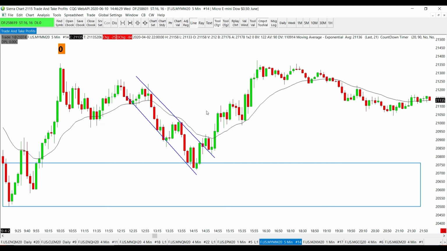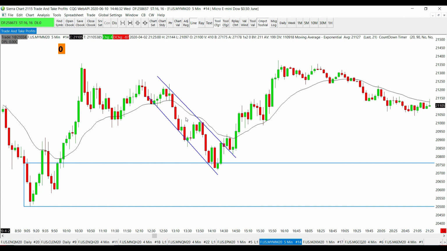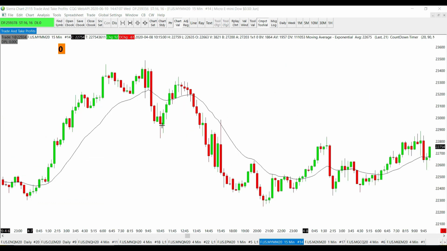So let's actually go to one more trade. I was going to stop this, but let's see one more trade, guys. Once again we have a lot of selling right here. The market came back to the zone.